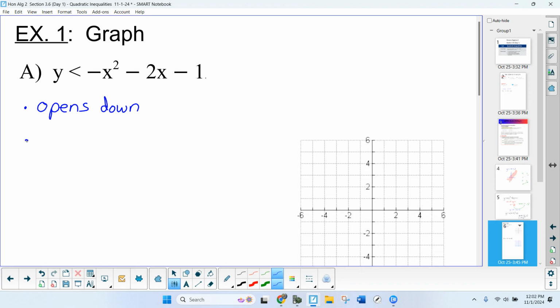So now we're going to find the axis of symmetry. What's that formula again, Jared?